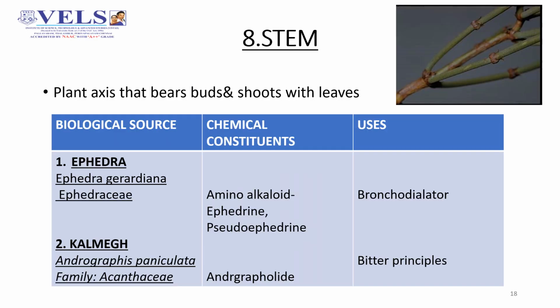The eighth one is stem. There is a plant axis that bears bud and shoot with leaves. Examples of stem containing drugs are ephedra. This Ephedra gerardiana belongs to family Ephedraceae. Mainly it contains amino alkaloids like ephedrine, pseudoephedrine, used as bronchodilator. Then kalmegh, that is Andrographis paniculata, belongs to family Acanthaceae. Mainly it contains andrographolide, used as bitter principle. There are different types of stems. So here I have included only two, ephedra stem and kalmegh stem.